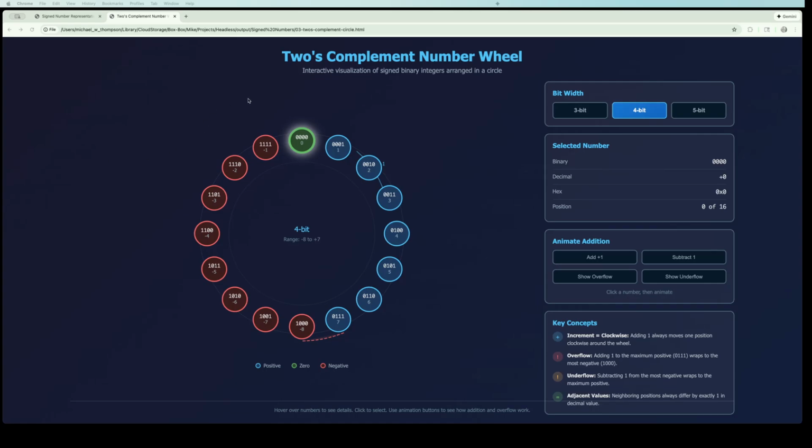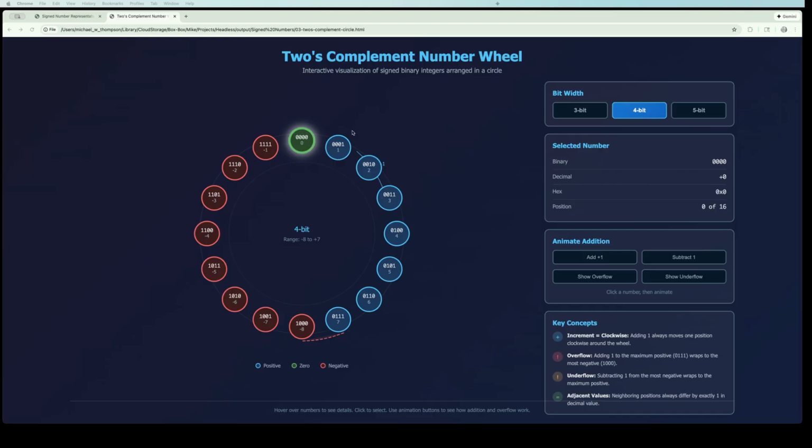This graphic shows the two's complement number wheel, which is a useful mental model for how the representation of signed numbers using two's complement would work. All right, so the idea here is that we can start with 0. One advantage of two's complement is there's only one representation of 0.